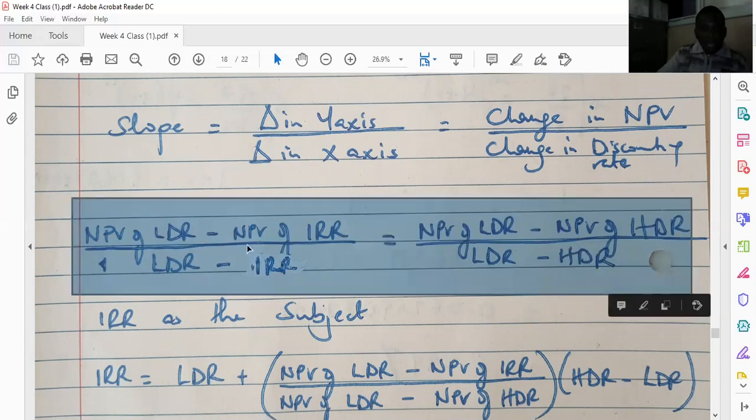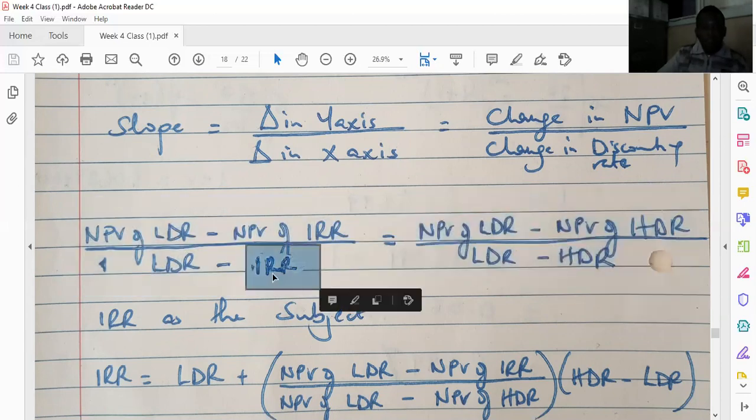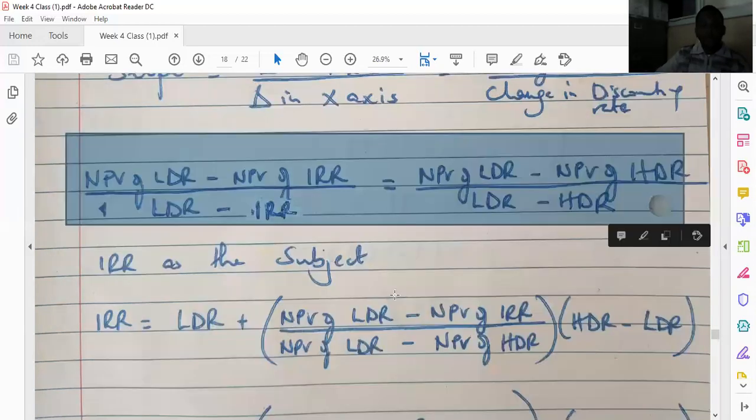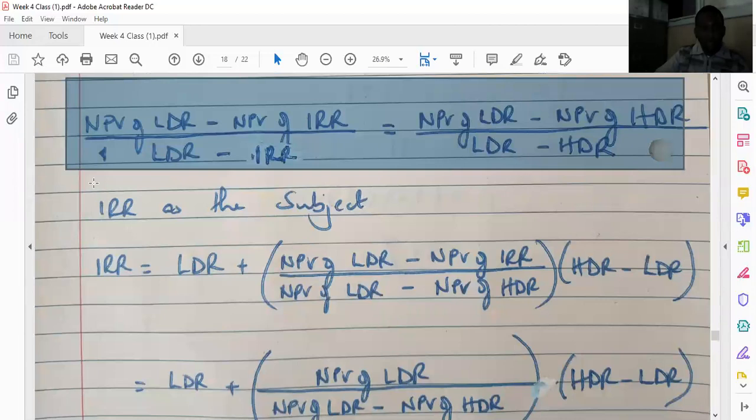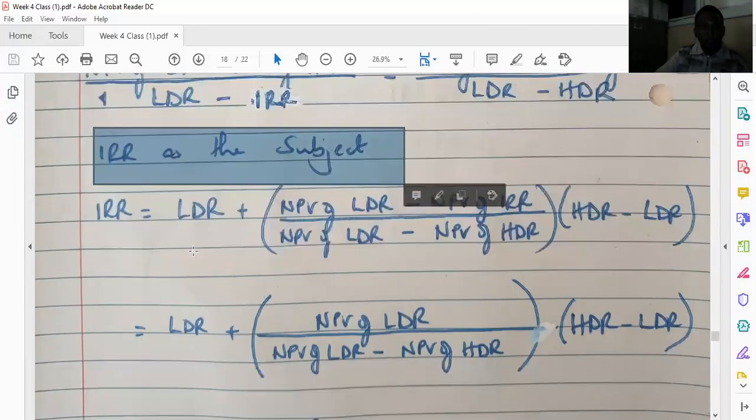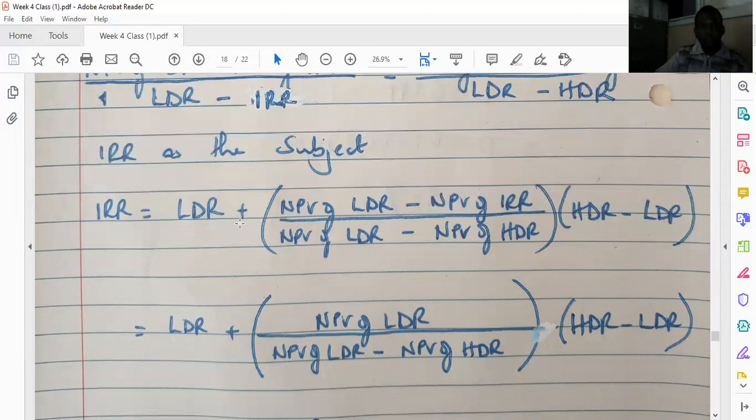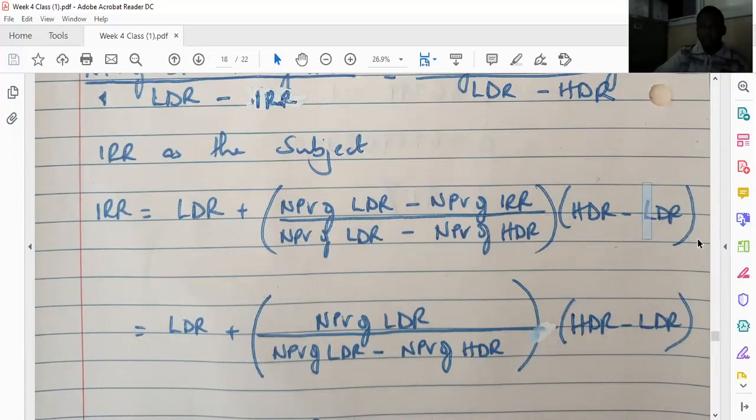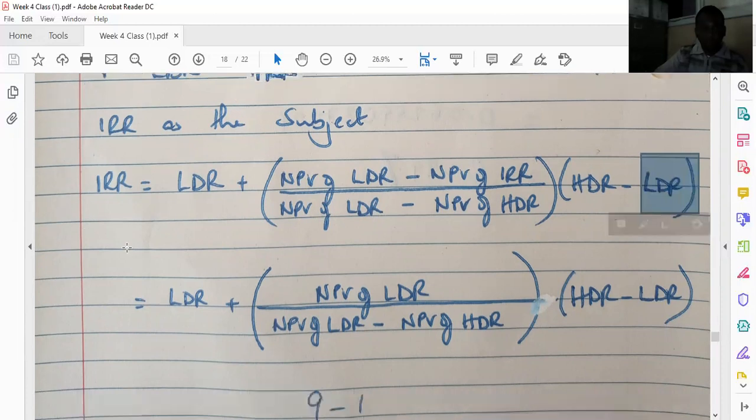So for us to get the IRR, we make the IRR the subject of this equation. We end up with the lower discounting rate plus, in brackets, the NPV of the lower discounting rate minus the NPV of the higher discounting rate, divided by the NPV of the lower discounting rate minus the NPV of the higher discounting rate, multiplied by the higher discounting rate minus the lower discounting rate. So this is the same as this.